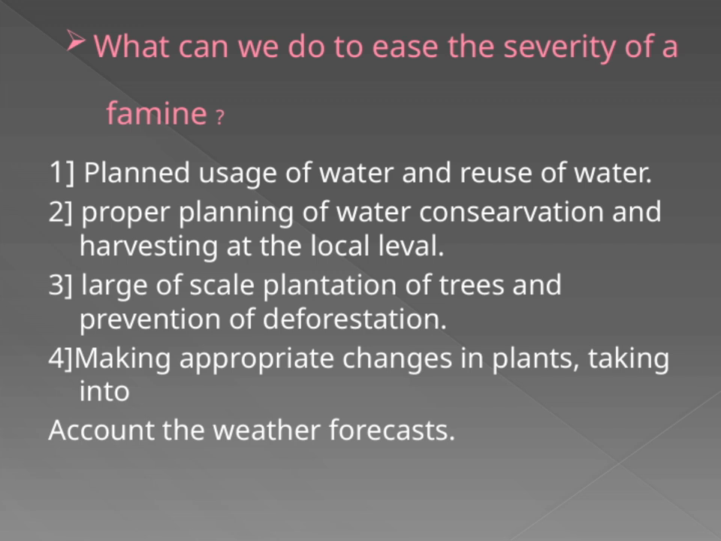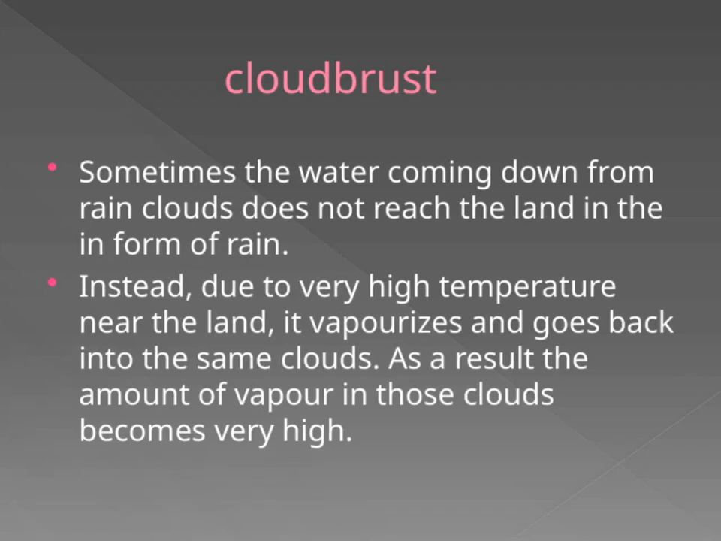Sometimes, the water that comes down from rain clouds doesn't actually reach the land as rain. Instead, because the temperature near the land can be extremely high, this water vaporizes, turns back into vapor, and rises back into the same clouds.